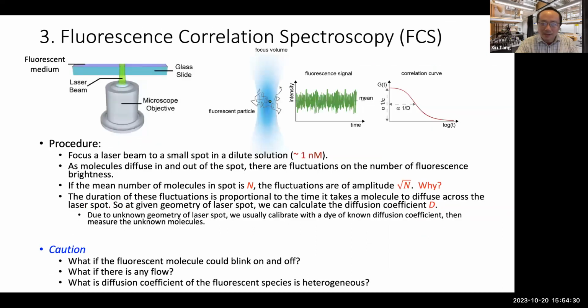So there's a third method. The third method is called FCS, fluorescence correlation spectroscopy. This was a very useful method many years ago, that people use to quickly measure single particle diffusion. They can actually be high throughput. They can measure many different particles.